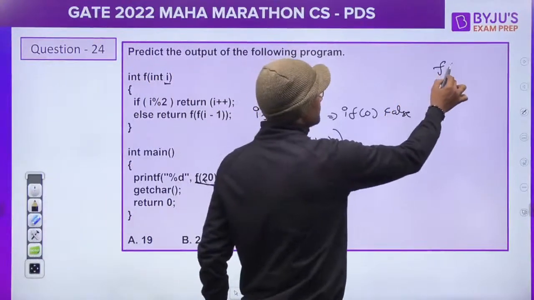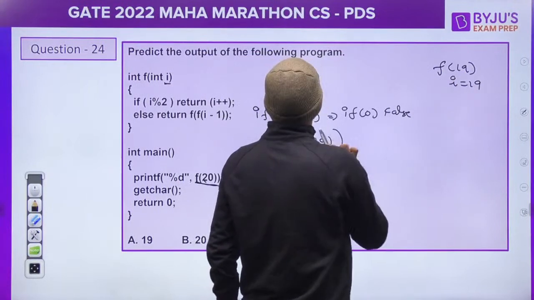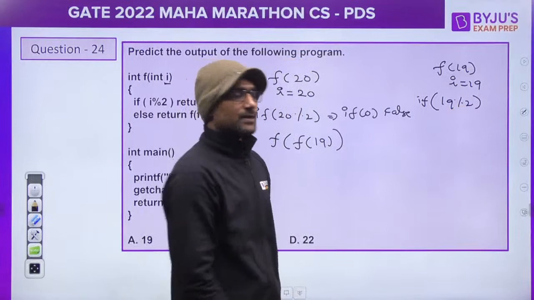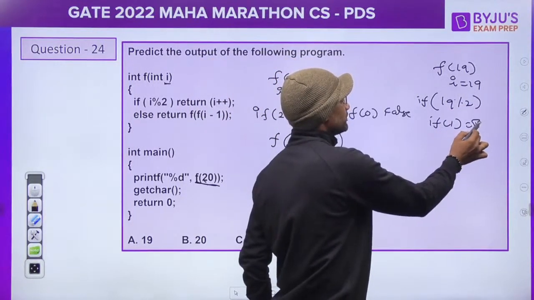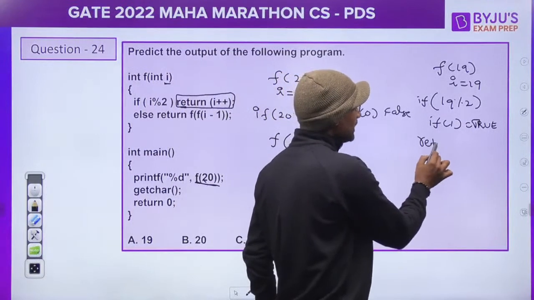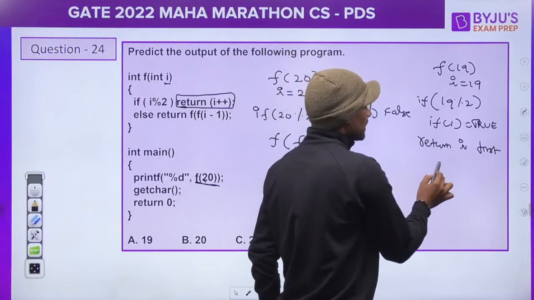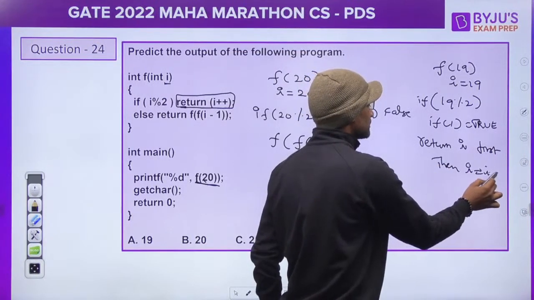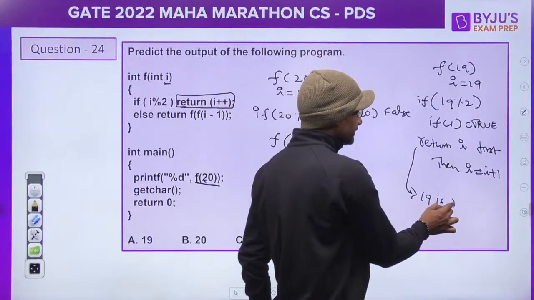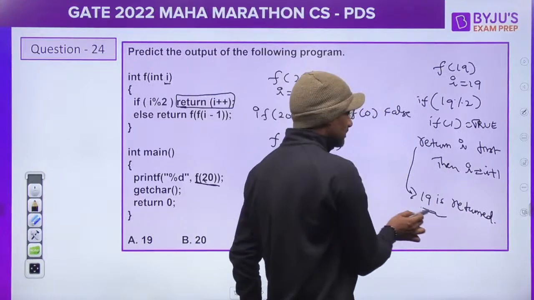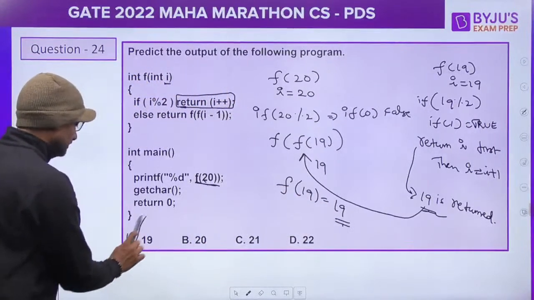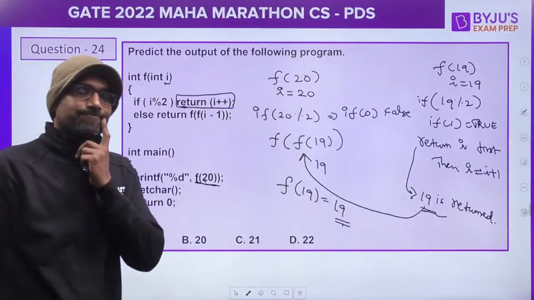What is f of 19? I is 19. If 19 mod 2, what is 19 modulus 2? Remainder 1. That is true. So return I plus plus means it returns I first, then I gets incremented. So what gets returned by f of 19? 19 is returned. So f of 19 means 19. Again f of 19 means 19.